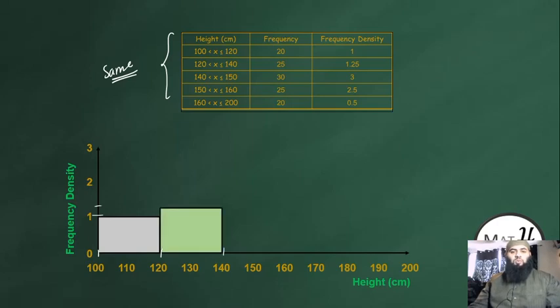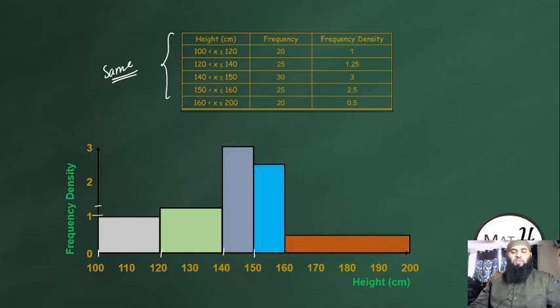The next one would be between 140 and 150. So we know it's slightly thinner, and it'll go all the way up to 3. And so we can draw all of these bars.